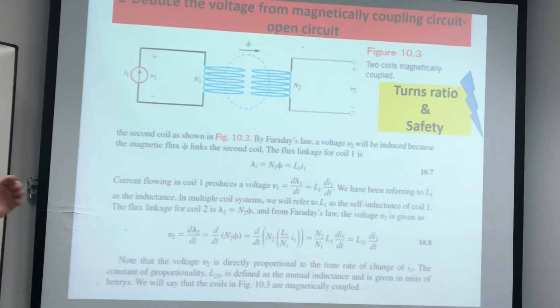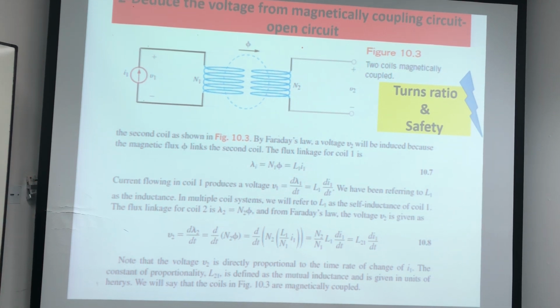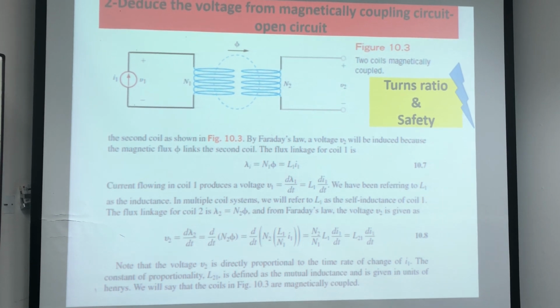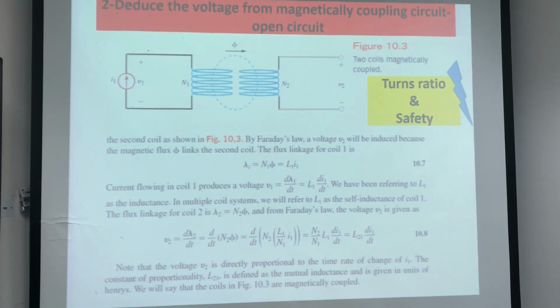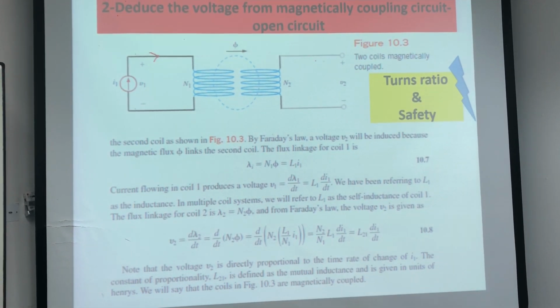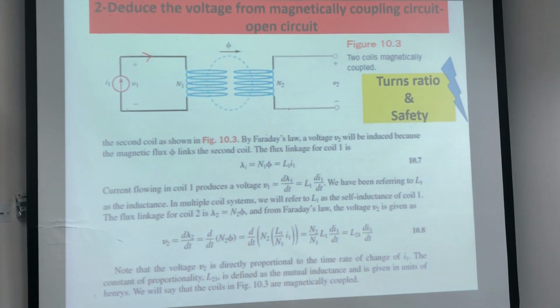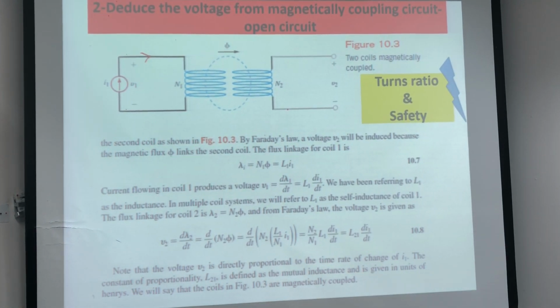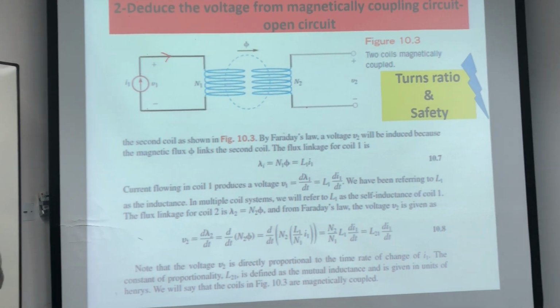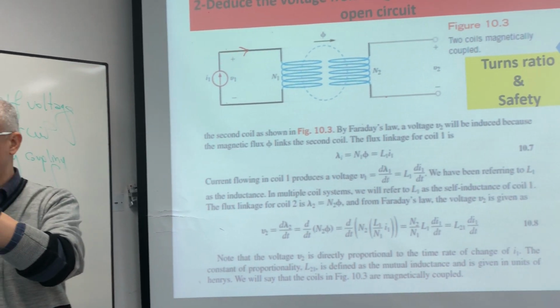Let's move to the second part. If we have two circuits, one of the circuits, of course, will be closed because we need the current to flow from here. And the other circuit is an open circuit. So we will apply Faraday's law here. If you have magnetic coupling, how can we deduce the output voltage in the second circuit?